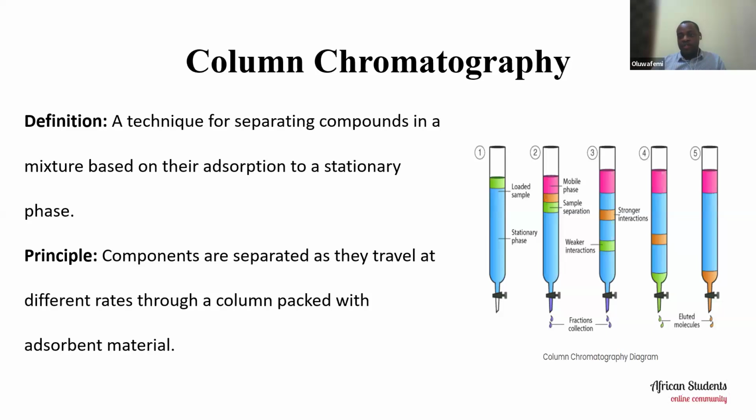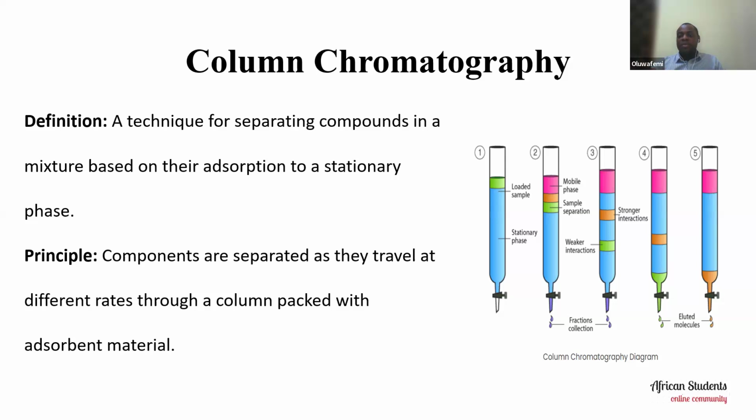Now, what you discover in the third one is that there's a stronger interaction with the stationary phase that was used. Let's call it yellow. You can see that the yellow has a stronger interaction with the blue, which is the stationary phase. Then you have the weaker interaction, which is the sample colored green. It has a weaker interaction. So based on their interaction or affinity for the stationary phase, they will separate out accordingly.